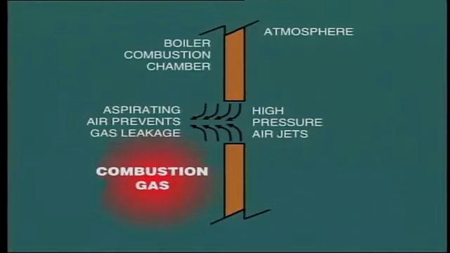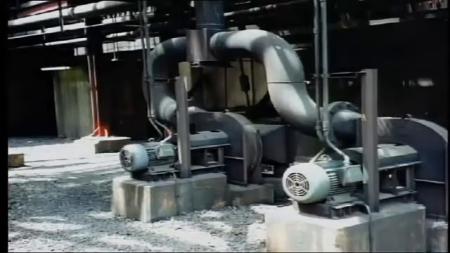To prevent escape of combustion gas from such areas, a supply of sealing air or aspirating air is injected around the open port in sufficient quantities to prevent leakage. Special sealing air fans are provided for this purpose. We'll be looking at the actual measurement of draft in the furnace and throughout the boiler later in this program when we discuss boiler operation.